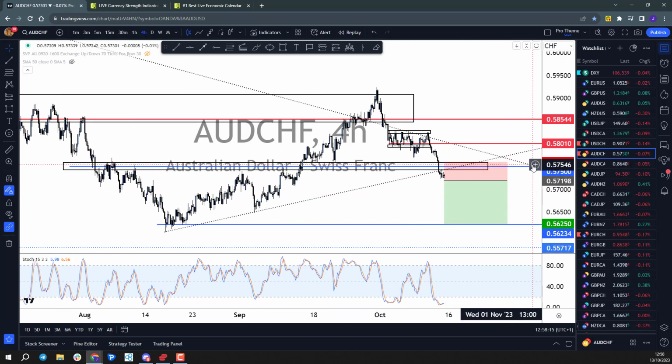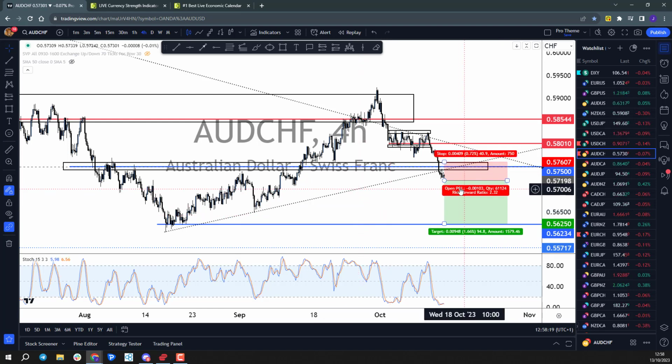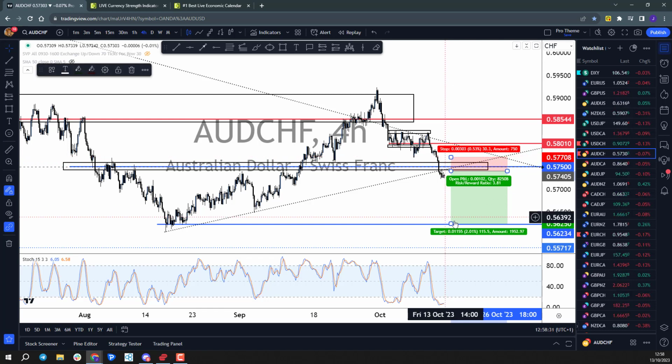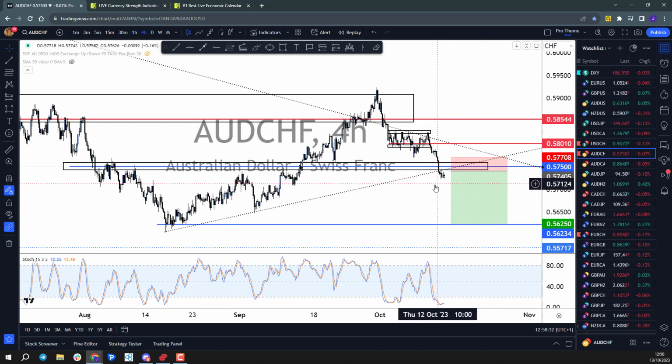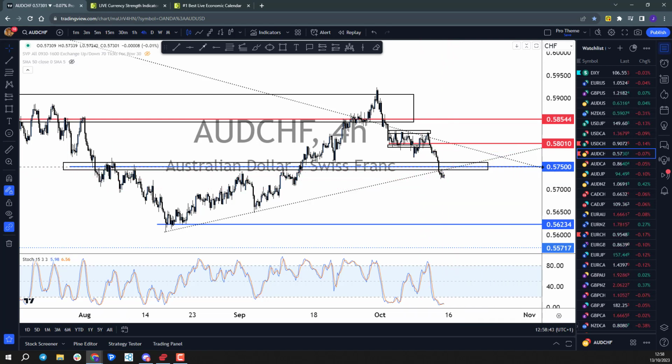The other situation we could look at is a potential move back into 57.50. If we get an alert go off at 57.50, we could look at potentially selling 57.40. Again, have a 30 to 40 pip stop loss, and then you've increased your risk reward ratio quite a bit there. So that's another thing I would be looking for. Either you want to look for a sell stop order in there, or you want to look to sell once price has retested that level.